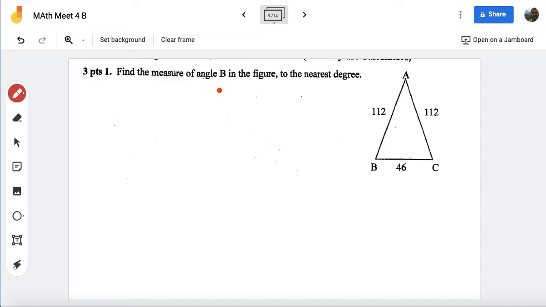Find the measure of angle B in the figure to the nearest degree. Since it's 112 on both sides, it's an isosceles triangle. You cut this right down here, and it cuts this in half. So this is 23.